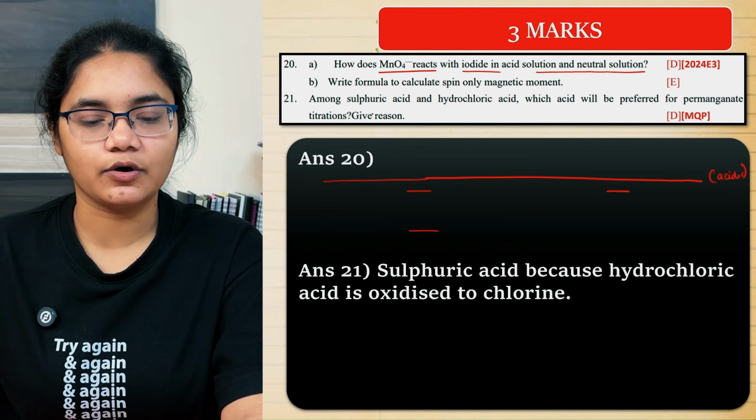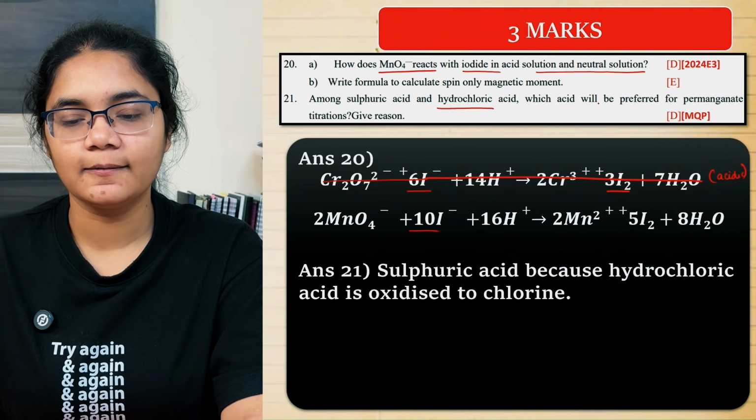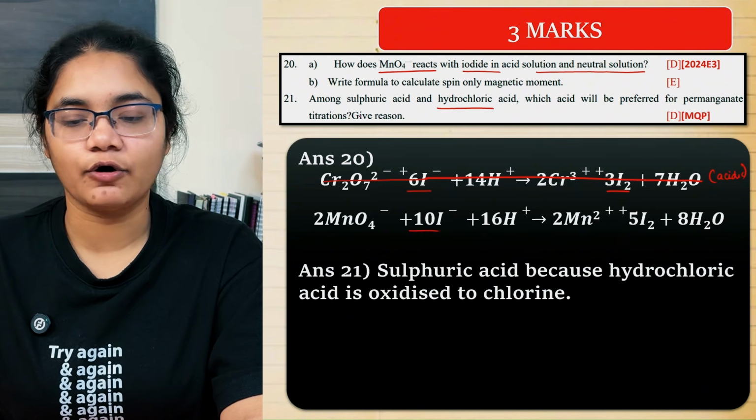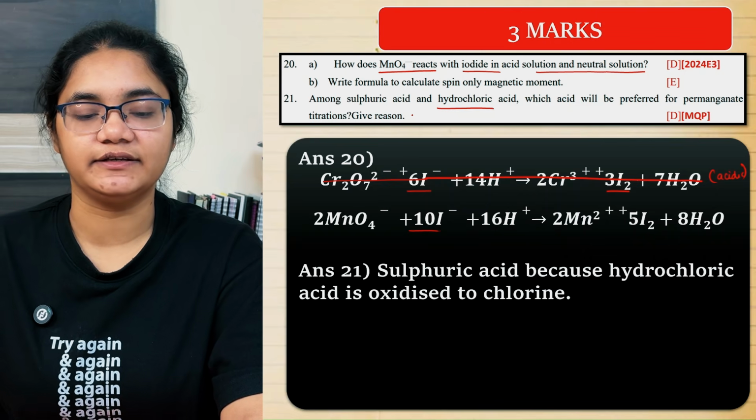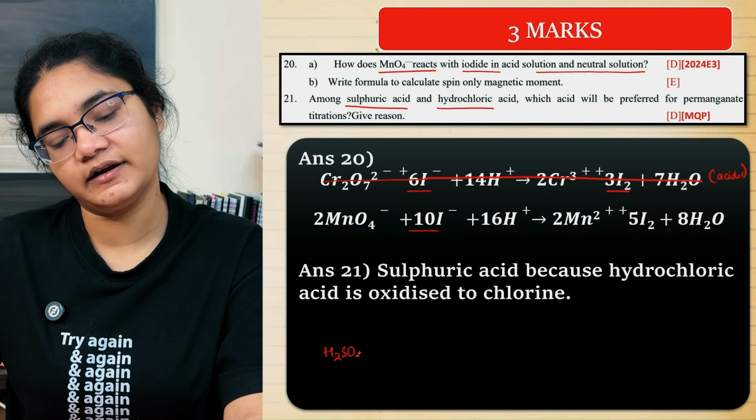Next we'll talk about question number 21. Among sulfuric acid and hydrochloric acid, which will be preferred for permanganate titrations, and give the reason. Now, what is the formula of sulfuric acid? H2SO4.